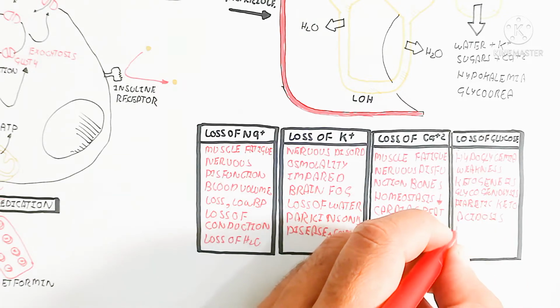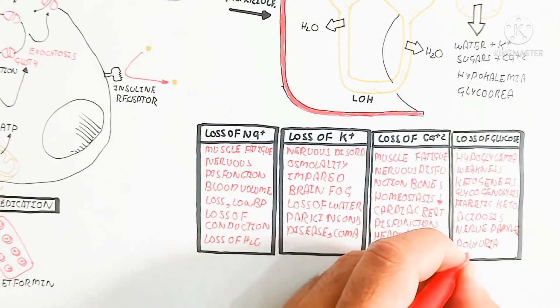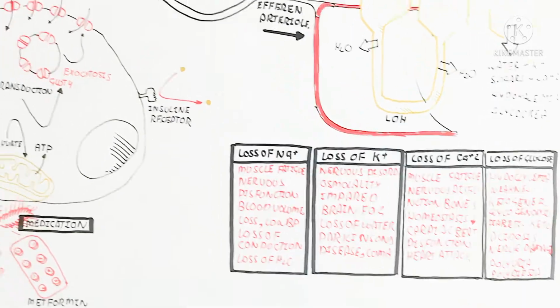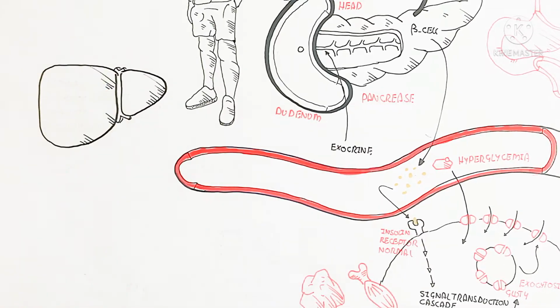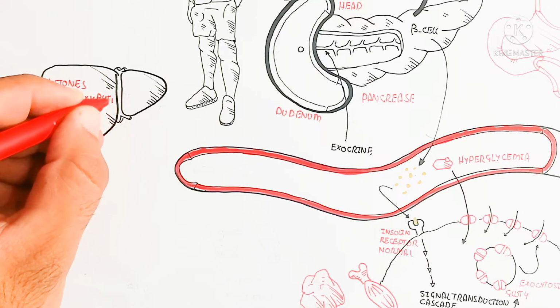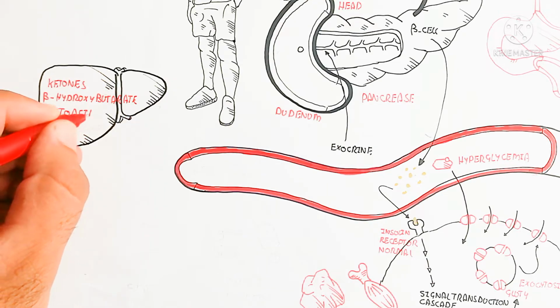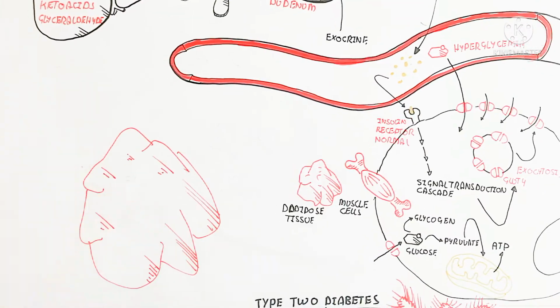And loss of glucose will lead to hypoglycemia and weakness, ketogenesis, glycogenolysis, and ketoacidosis, as well as nerve damage, polyuria, and polydipsia. And in this way, the ketones will be produced from the liver.